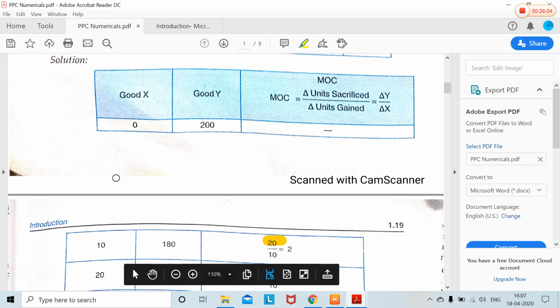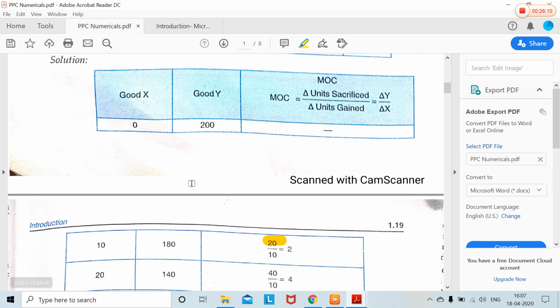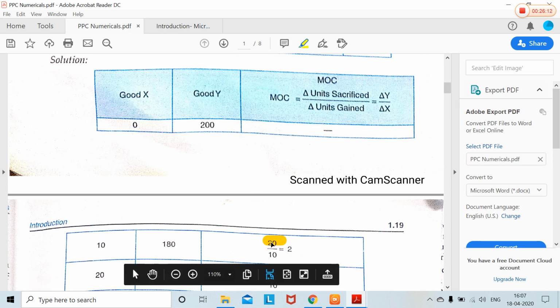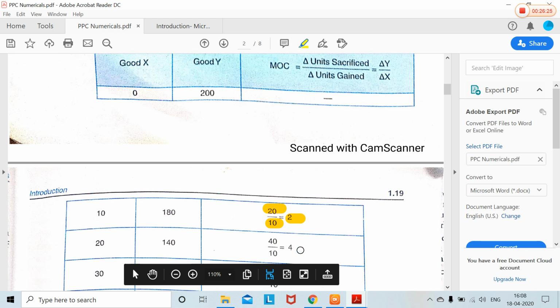So if the gain was of 1 unit, then MOC is whatever the loss is shown here. But in this case, the gain is of 10 units. So we have to find the loss for 1 unit, and the loss for 1 unit would be the loss we have made, that is 20 units, divided by the total gain, that is 10 units. So 2 units we have lost per unit gain. I hope this is clear.